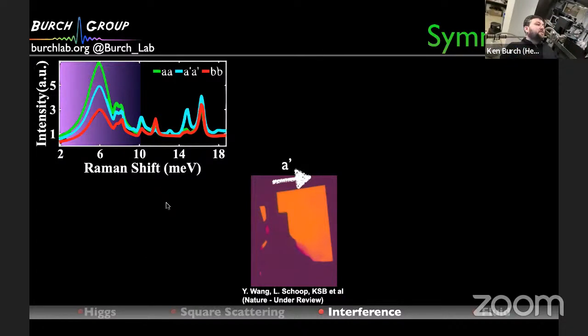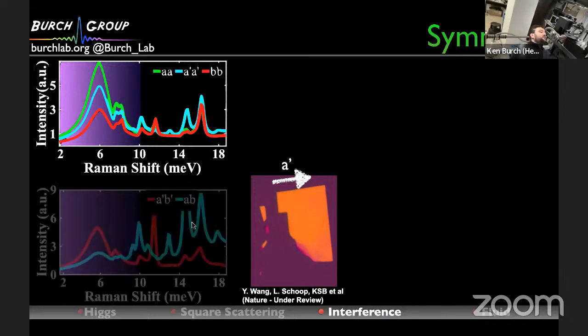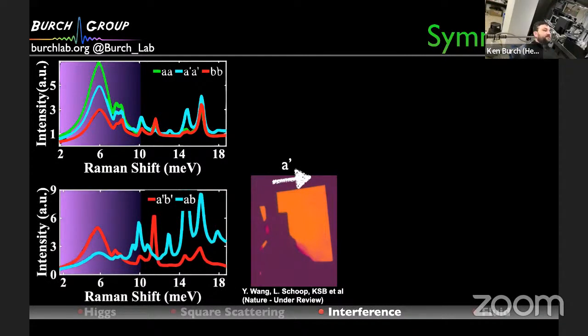This had been seen before and just has to do with whether or not you're polarized along the Q of the CDW or perpendicular to it. The surprising part came when we measured the cross-polarized response. So here I'm sending in along one axis and measuring out along the perpendicular axis.